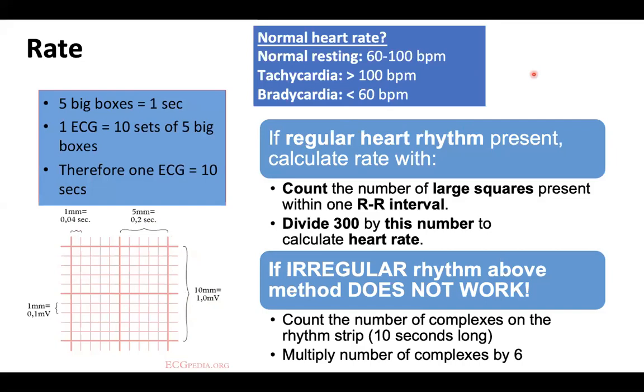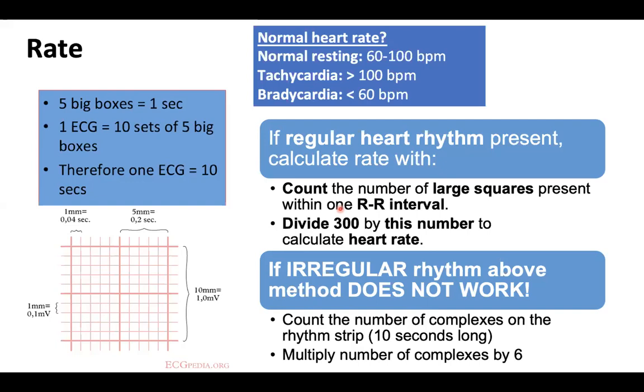So in terms of heart rate, a normal resting heart rate is between 60 and 100 beats per minute. Tachycardia is generally a heart rate more than 100 beats per minute, and a bradycardia is less than 60 beats per minute.